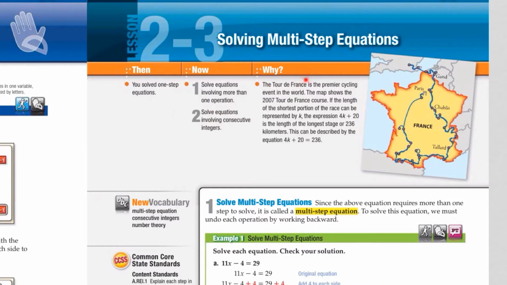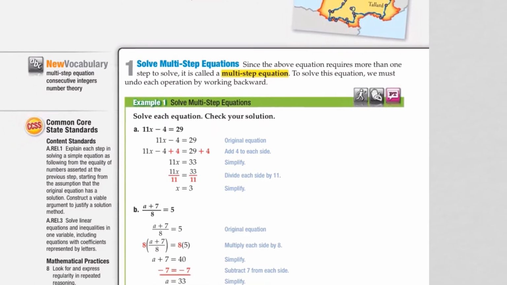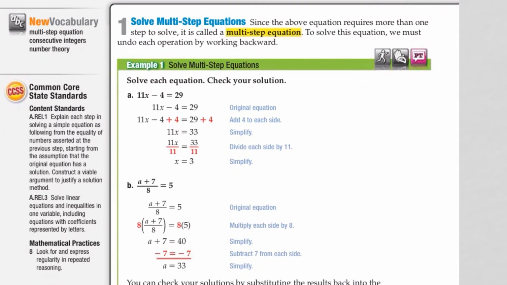Why? They use the Tour de France as one. It's just explaining that we can solve things that take more than one step. We're going to take a look at that right over here. It says solve multi-step equations. Notice it's in yellow right here. Why? Because I think that's important.